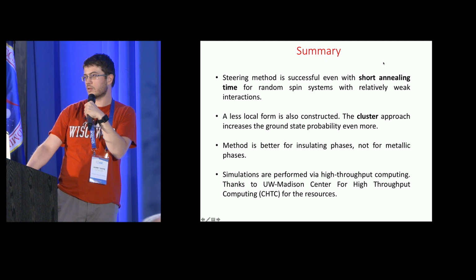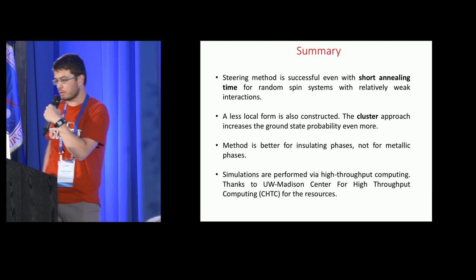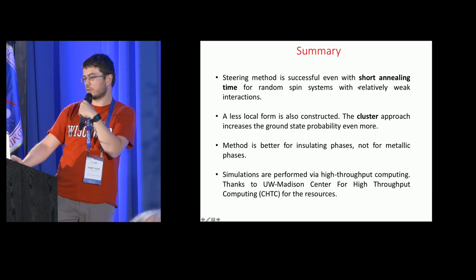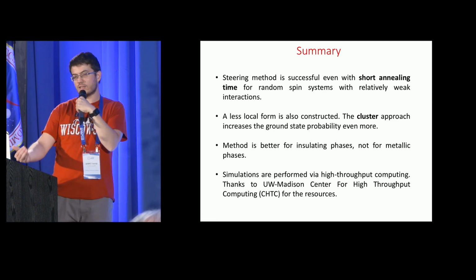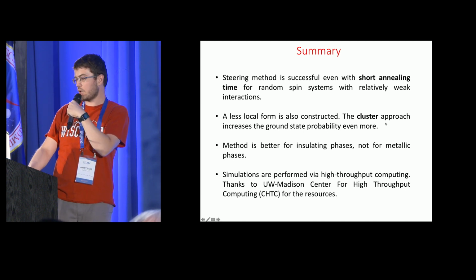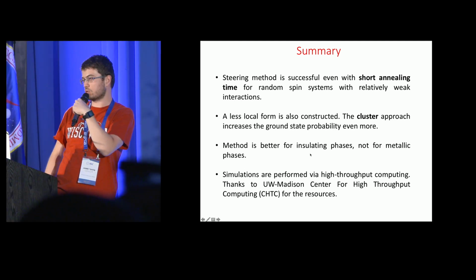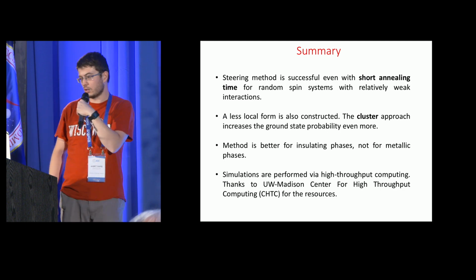So the summary is: for short annealing time, using some driving methods, we can find the ground state of a random spin system with relatively weak interactions. And a less local form I provided, the cluster approach, can increase the ground state probability even more. So this method may not be better for metallic phases, but for insulating phases, for short driving times, it's possible to get large ground state probability. I did the simulations using high throughput computing, using the resources of the UW Madison Center for High Throughput Computing. Thanks for listening.